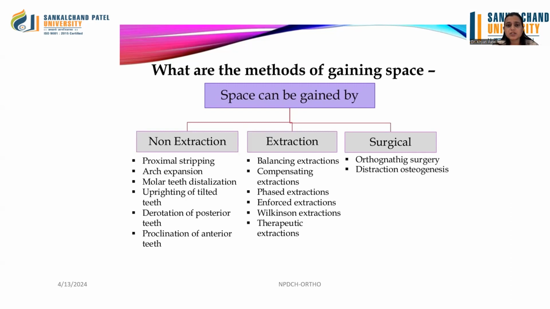Second one is the extraction. Space can be gained by extraction. The first one is the balancing extraction. Second one is the compensating extraction. Third one is the phase extraction. Fourth one is the enforced extraction. Then Wilkinson extraction and therapeutic extraction. These are the different types of methods of either serial extraction or the therapeutic extraction of the first premolar. And the third is surgical. It is basically for orthognathic surgery and extraction osteogenesis.